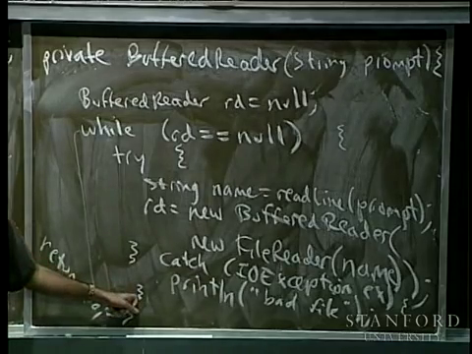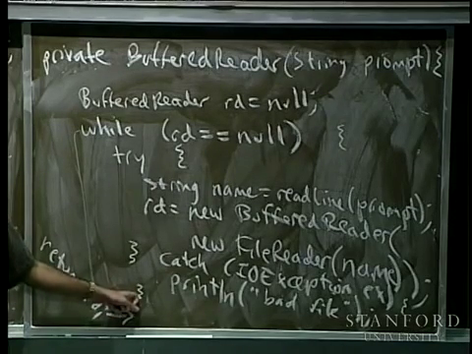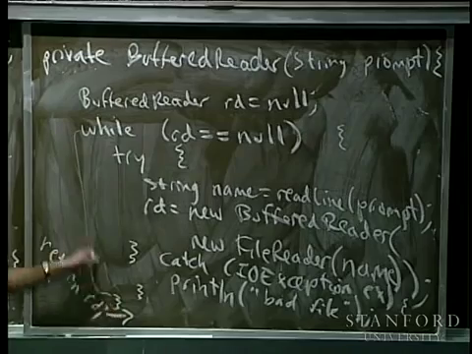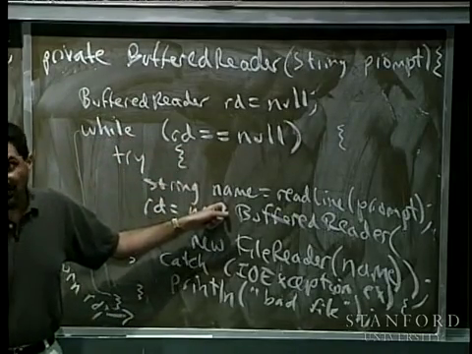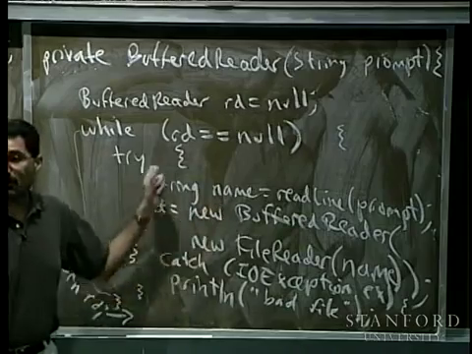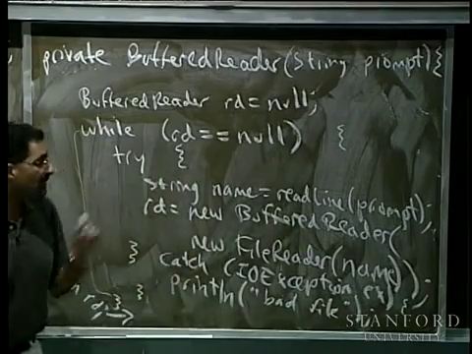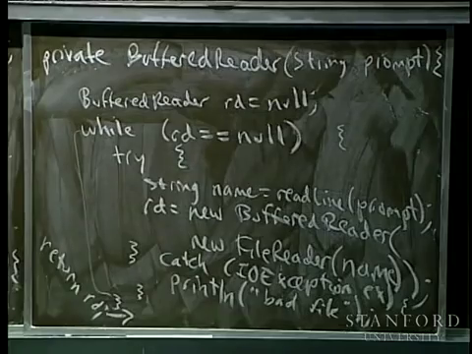It just reaches the end of the catch part, and execution continues. So it comes to the end of the while loop, comes back up here, and RD still has the value null. So it asks the user, hey, enter a file again, and tries to do this whole process again. And you'll get out of this loop when the buffered reader actually gets a valid object.